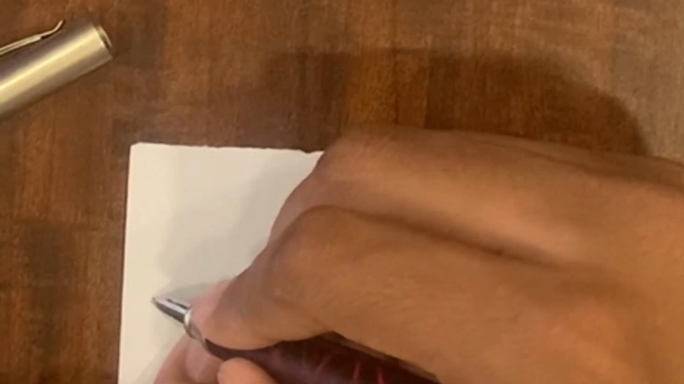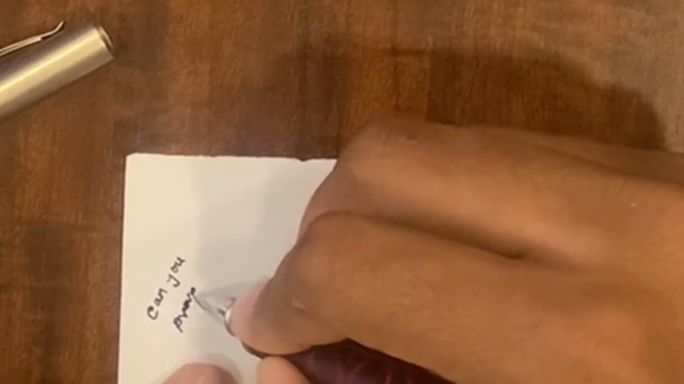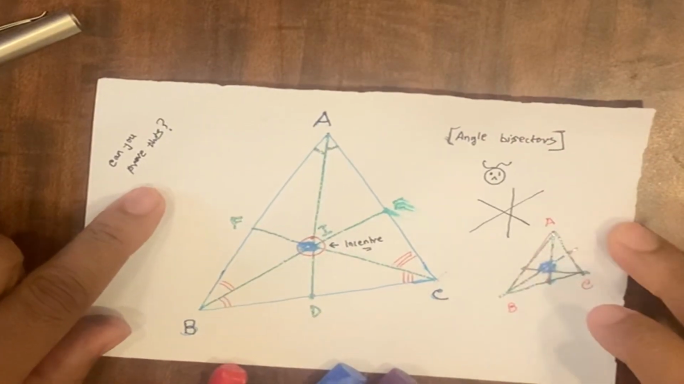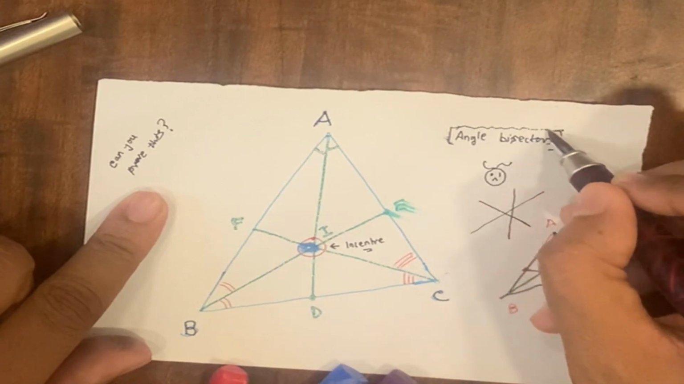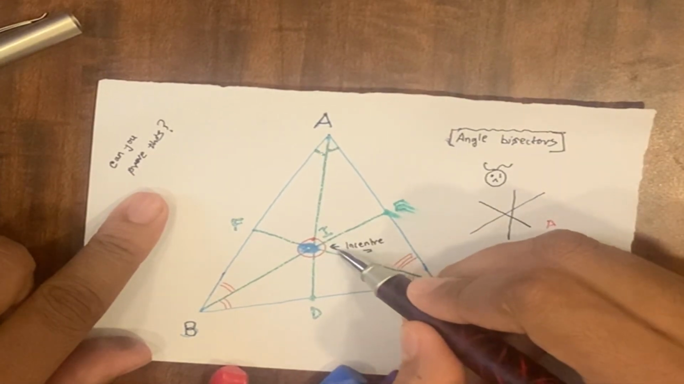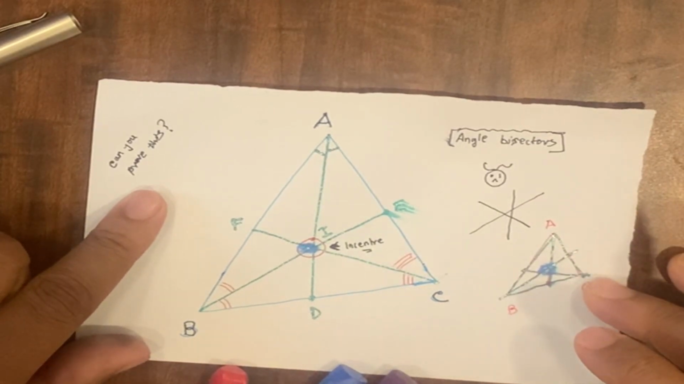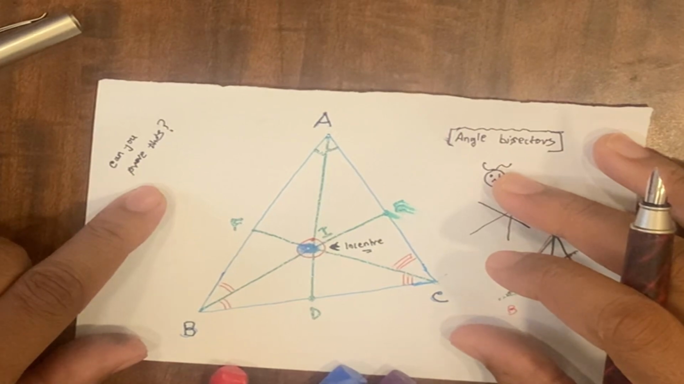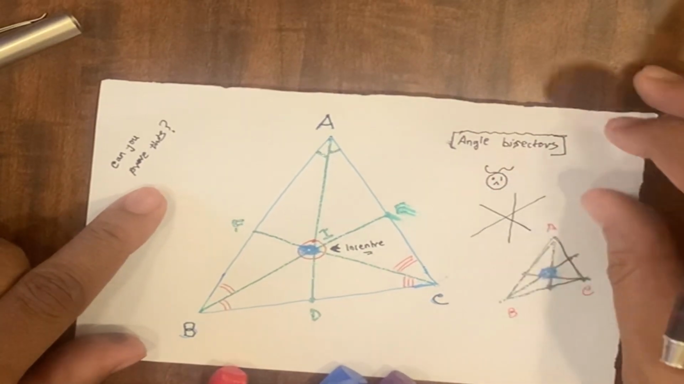So here's a little challenge. Can you prove this? Try this in the comment section. Try to show that if we draw the angle bisectors of a triangle, they will pass through a single point. Now we want to know whether something like this happens also for pentagons. So let's move on to pentagons now.